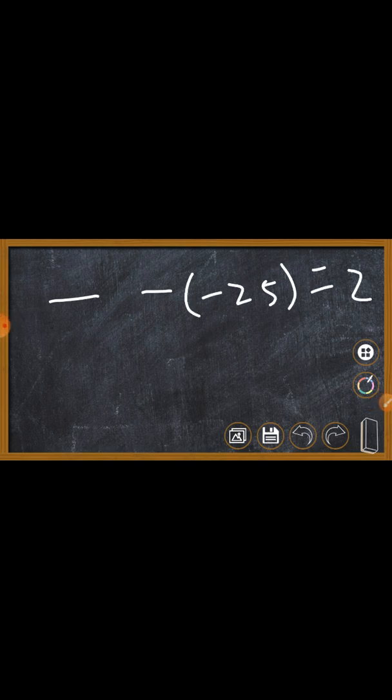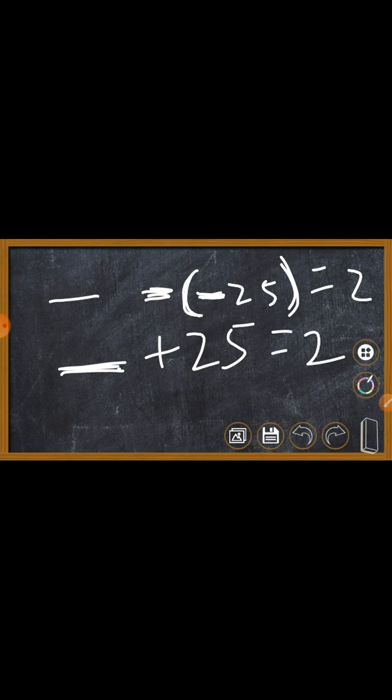Here I have copied down the bracket because there are 2 minus signs over here. So wherever you have 2 minus signs, you guys know what to do. That minus into minus is plus. So I write blank plus 25 is equal to 2. Yes, then blank is equal to 2 and this 25 needs to be sent to the other side.